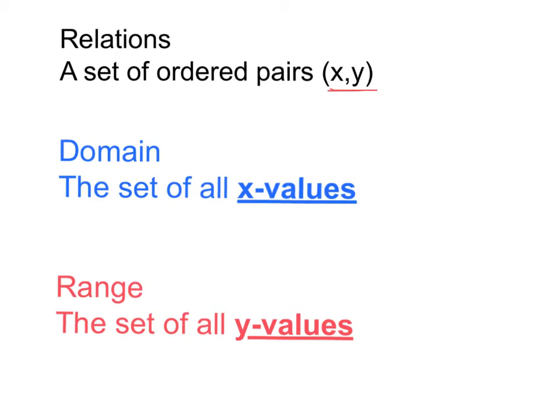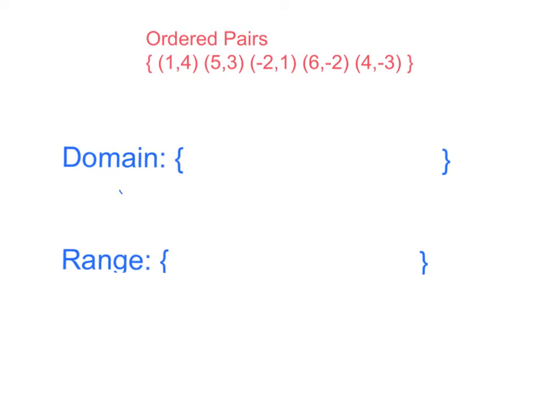Make sure you put all three of these definitions in your dictionary. When it asks you to find the domain and range of the set of ordered pairs, you are just going to basically list all of the numbers. So you need to make sure that you list them from least to greatest.